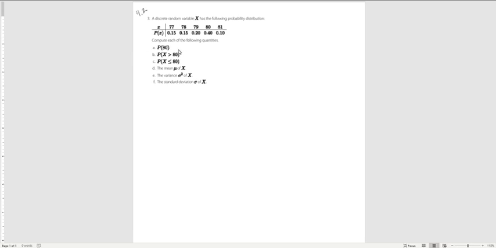The probability that x is 80. In this case, that's just right off the table. So the probability that x is 80 is 0.40.